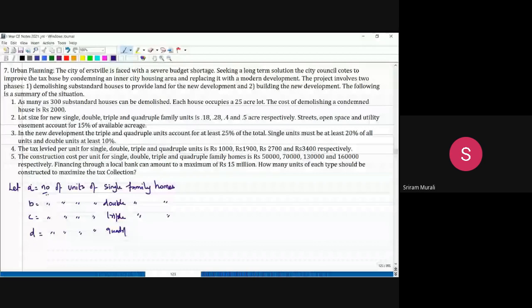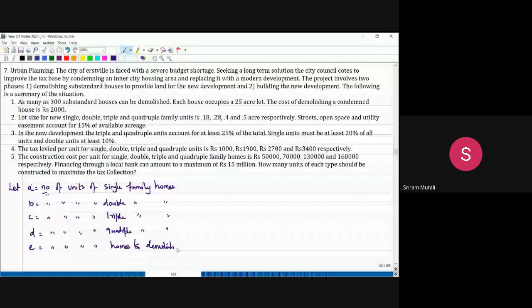X5 is the number of units to demolish. X5 means it is E, the number of units of homes to demolish. First, have you understood the decision variable?